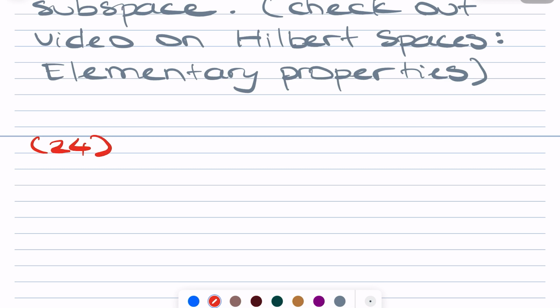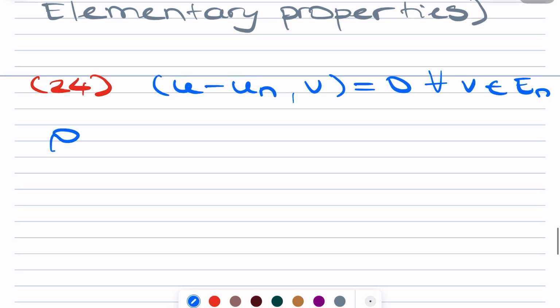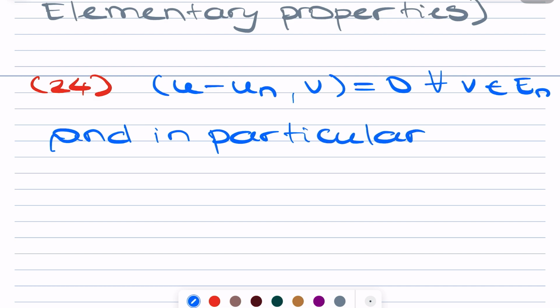We have that the scalar product of u minus un, comma v, is equal to 0 for every v in En. And in particular, you should take v to be un in relation 24.